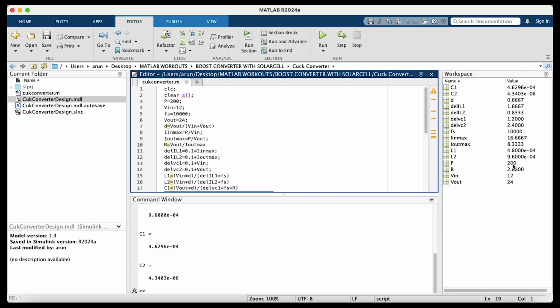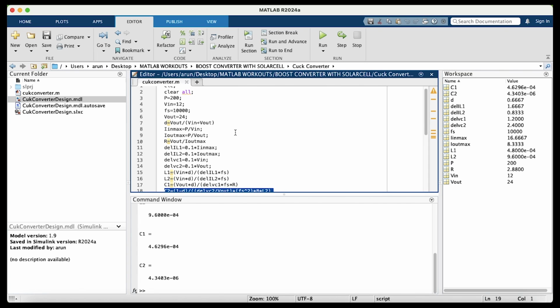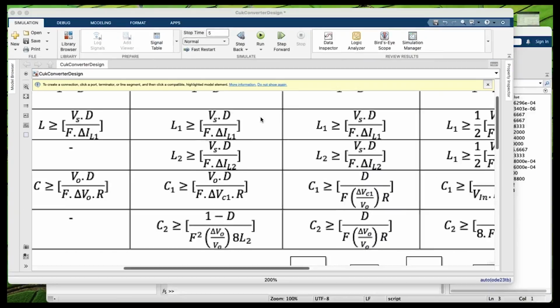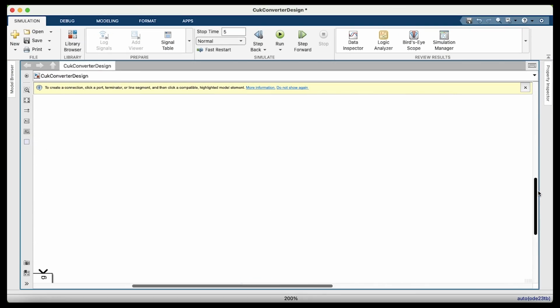We choose the power equal to 200. This simulation is based on how much power we choose with respect to input and output, and we get different values of capacitance C1, C2 and also L1, L2. The load resistance depends on how much output power P we choose. Okay, now we have designed the values of C1, C2, L1, L2 and the load resistance. Now we are going to simulate in Simulink.